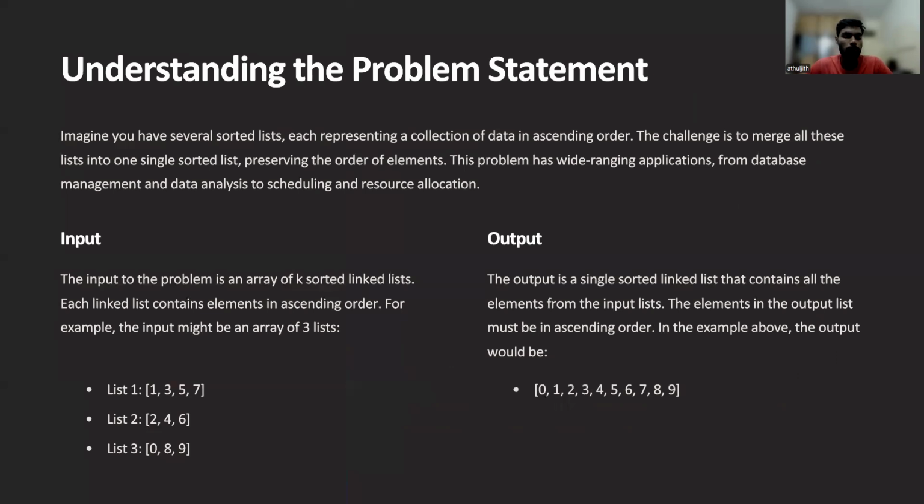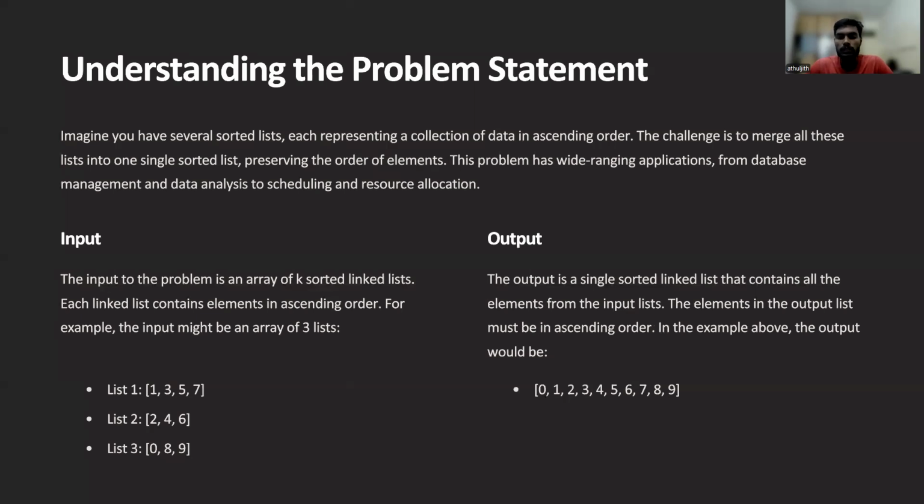Input. The input to the problem is an array of k sorted linked lists. Each linked list contains elements in ascending order. For example, the input might be an array of three lists given below. List 1: 1, 3, 5, 7. List 2: 2, 4, 6. List 3: 0, 8, 9. And the output.